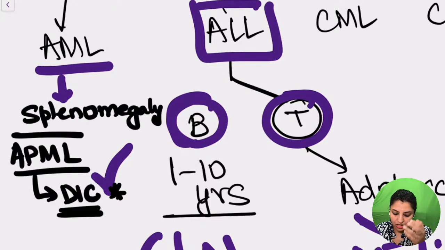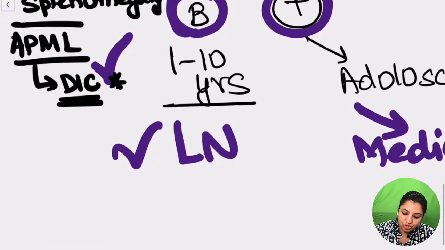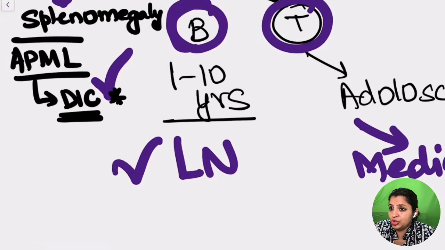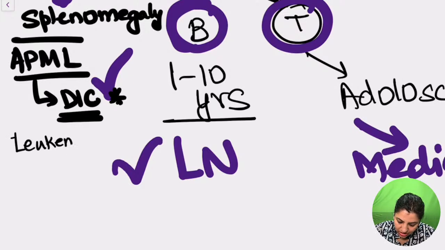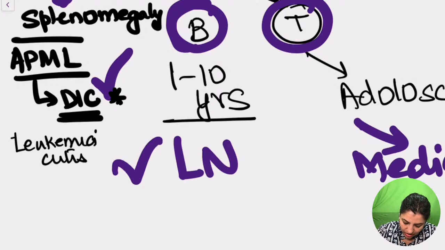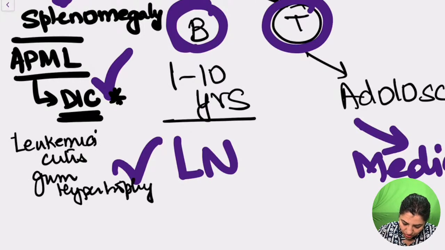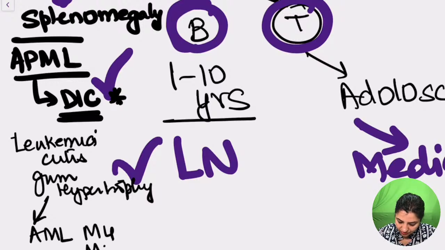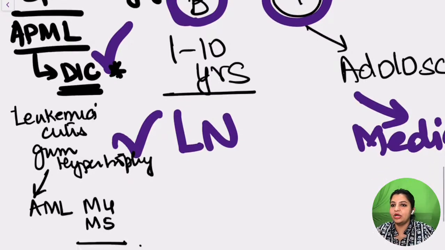So if they give you a patient presenting with bleeding and DIC, always think of APML. Next, you should remember monocytic leukemias. Monocytes have a tendency to go to the tissues, isn't it? So suppose they say there is leukemia cutis, gum hypertrophy. Then immediately your diagnosis should be monocytic. In monocytic, it can be M4 or M5. So these are the important ones in myeloid that they can ask you.